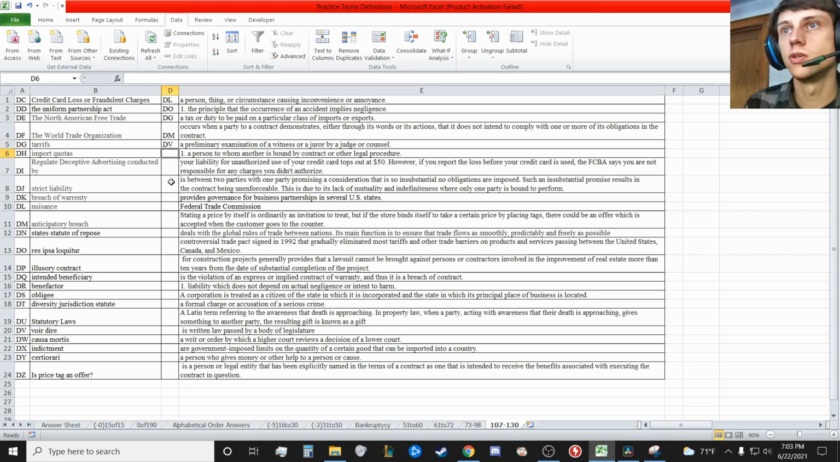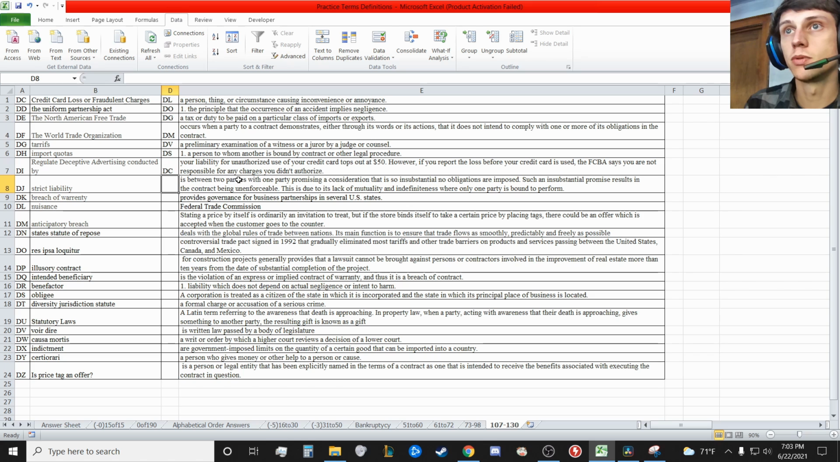Preliminary examination of a witness or juror by a judge or counsel is voir dire. DV. A person to whom another is bound by a contract or legal procedure. It's your obligee, because of their obligation to the contract. So that's DS. Your liability for unauthorized use of your credit card tops out at $50, and that's regulated by the credit card loss or fraudulent charges.